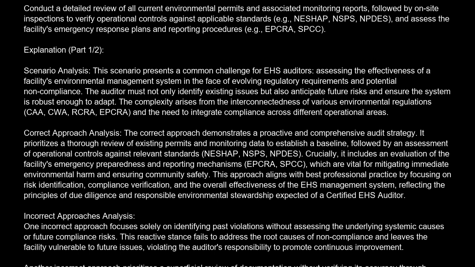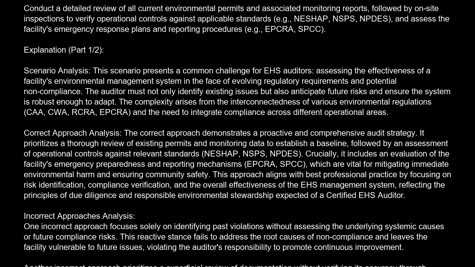Correct approach analysis. The correct approach demonstrates a proactive and comprehensive audit strategy. It prioritizes a thorough review of existing permits and monitoring data to establish a baseline, followed by an assessment of operational controls against relevant standards, NESHAP, NSPS, NPDES. Crucially, it includes an evaluation of the facility's emergency preparedness and reporting mechanisms, EPCRA, SARA, which are vital for mitigating immediate environmental harm and ensuring community safety.